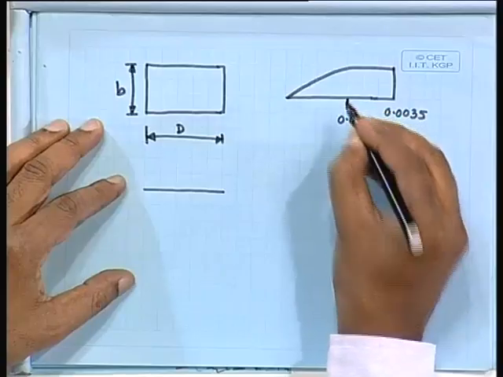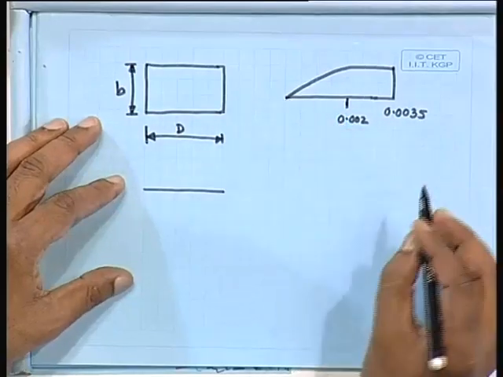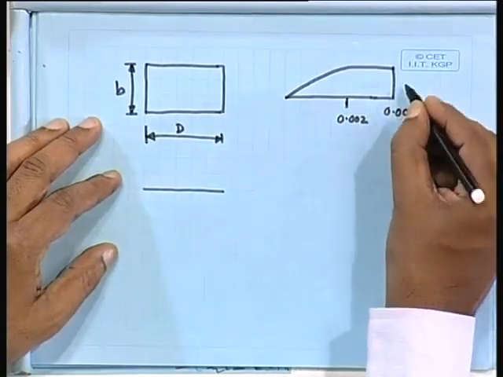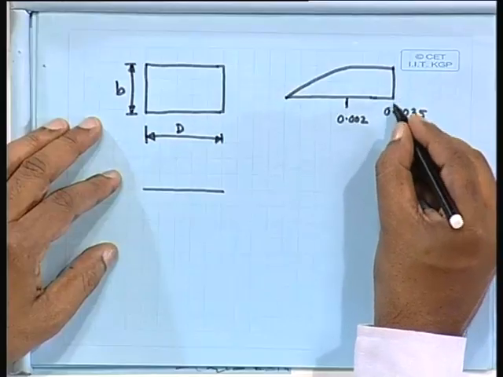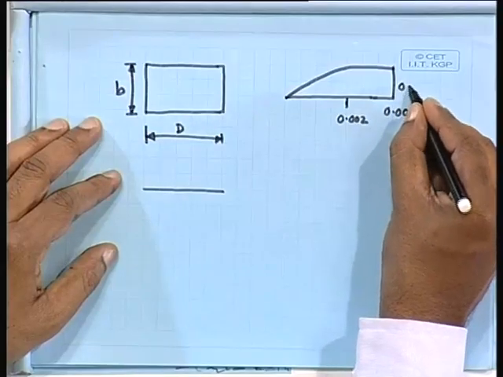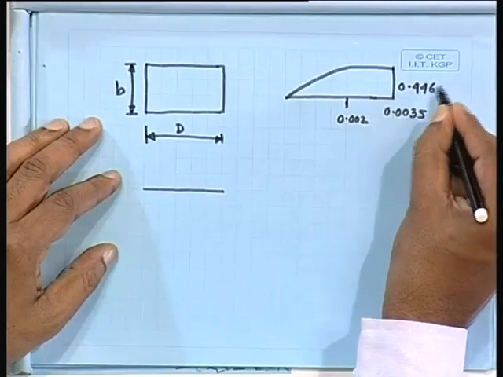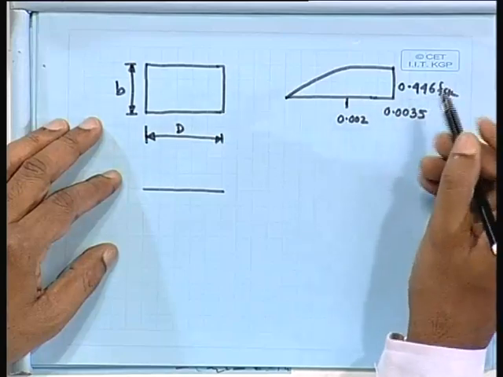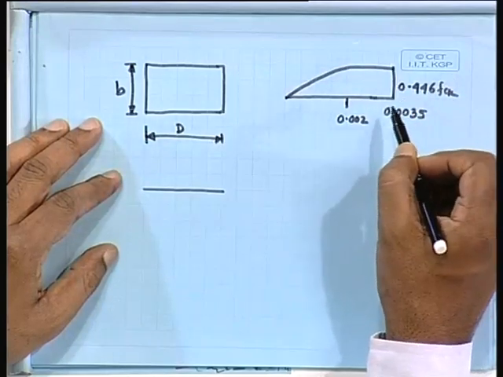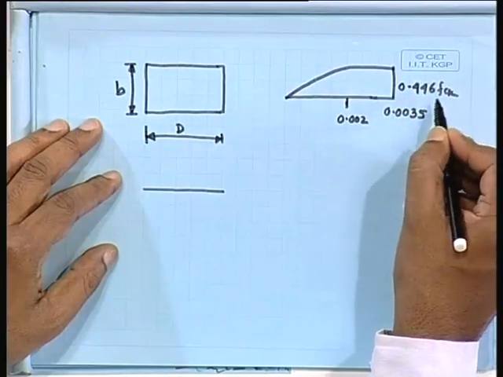I repeat once more, this is very, very important. So this is your stress, and this is 0.446 fck, after the material and all other partial safety factors, we get 0.446 fck.